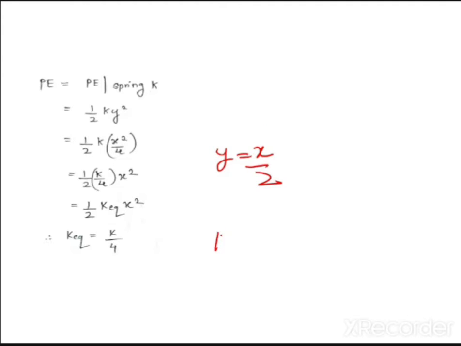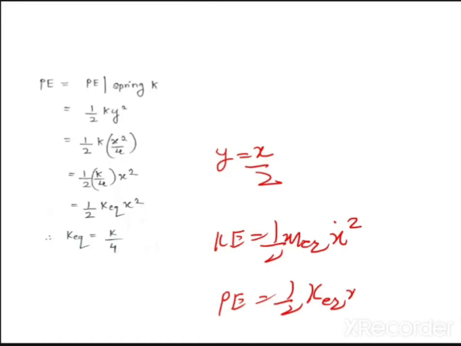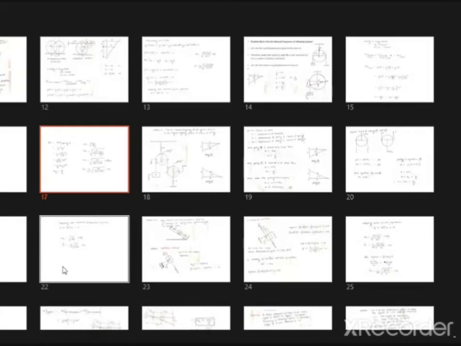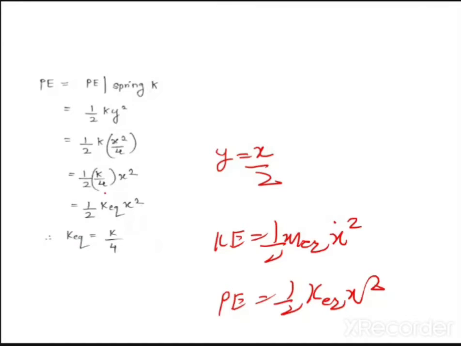Right? What did you change in the kinetic energy formula? Half m equivalent into x dot square. So potential energy will be what? Half k equivalent into x square. So I want to bring x square. So y is equal to x by 2, so y square is equal to x square by 4. So finally what you are getting?